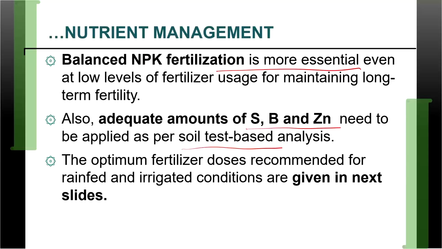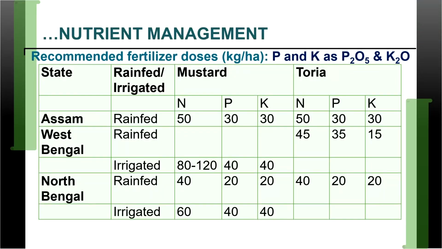The nutrients which are deficient should also be supplied in the right quantities. Also, the optimum fertilizer doses recommended for rain-fed and irrigated conditions are given here. In case soil tests are not available, then such recommendations can be adopted by the farmer. So, here are the recommended fertilizer doses in kg per hectare of N, P and K. In these doses, phosphorus is in the form of P2O5 and potassium is in the form of K2O.